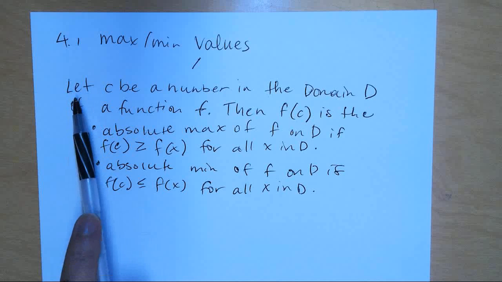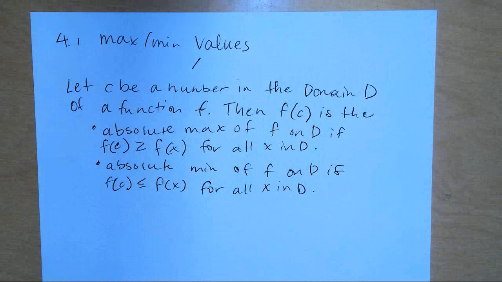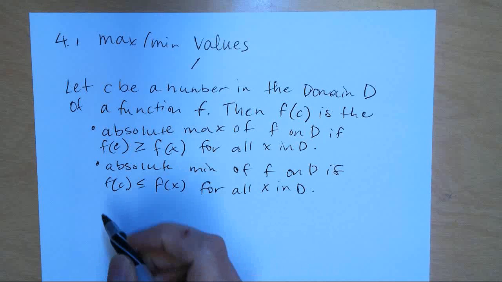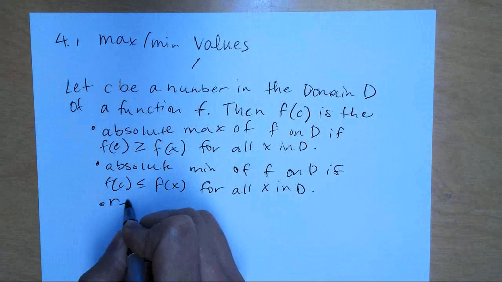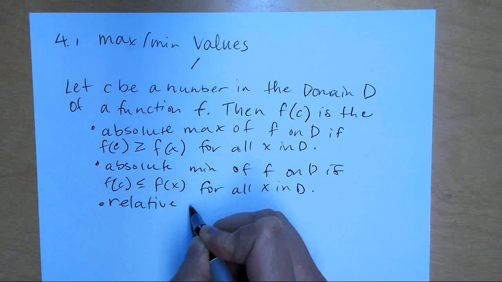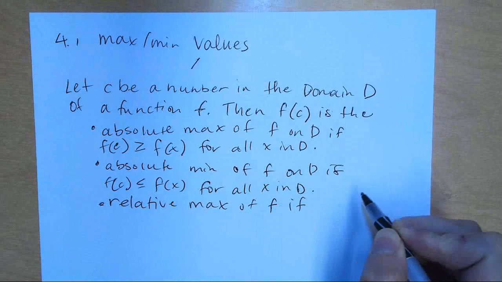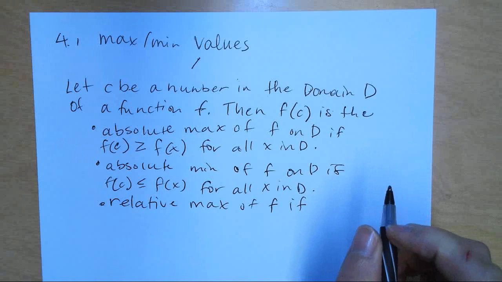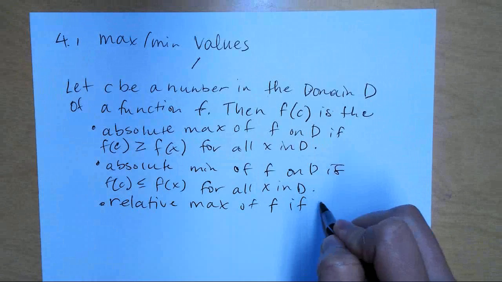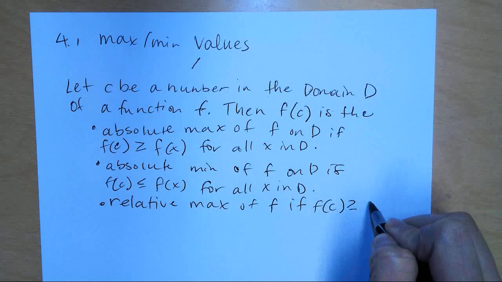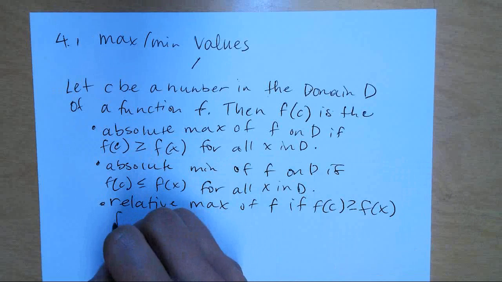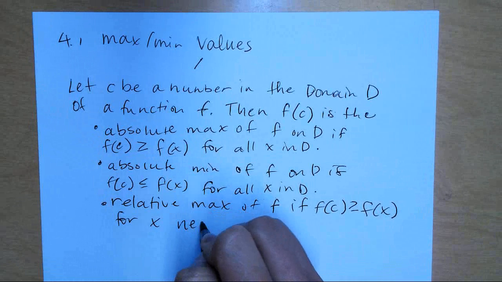Because let C be a number in the domain. What kind of values are in the domain? Right. Okay. Relative max of f if f of C is greater than or equal to f of x for x near C.